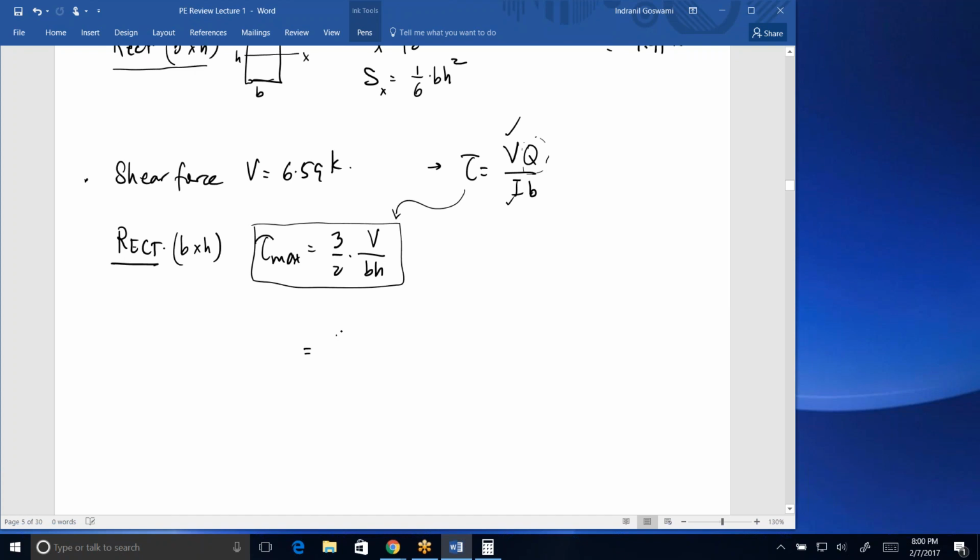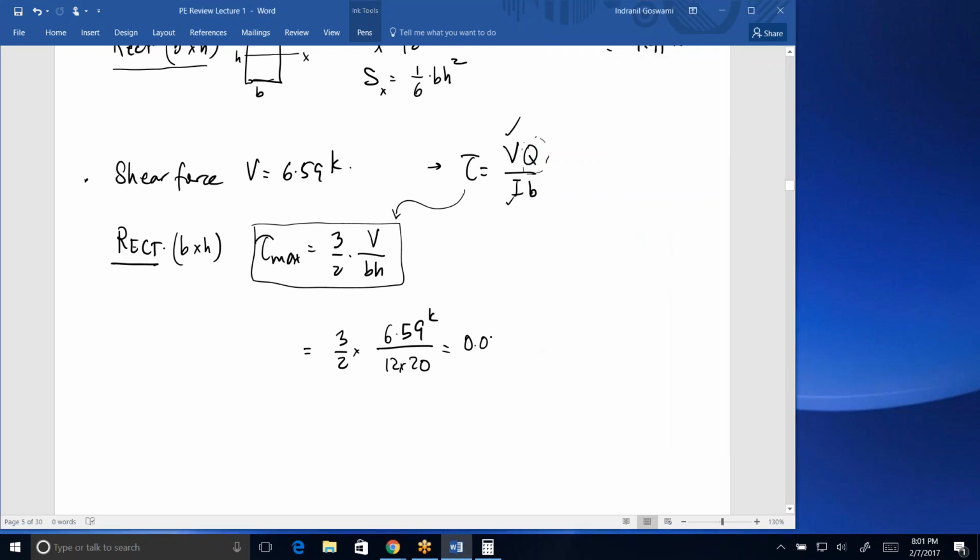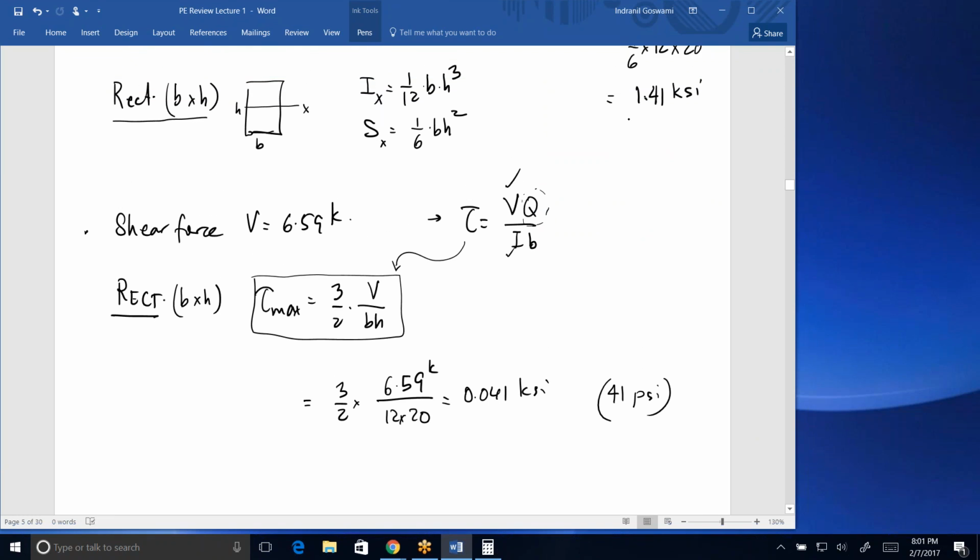So in our case, that would be 3 over 2, 6.59 kips divided by 12 times 20, and that would be 6.59 times 1.5 divided by 240, tiny, 0.041 ksi. So 41 psi and 1410 psi.